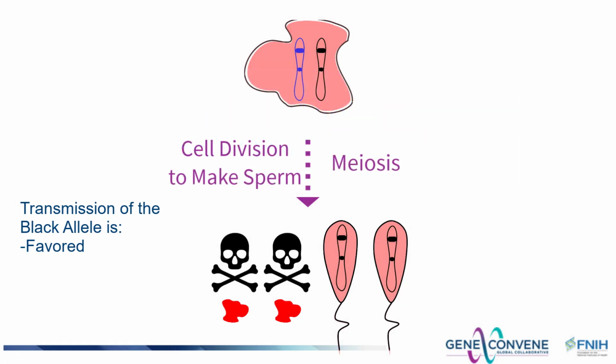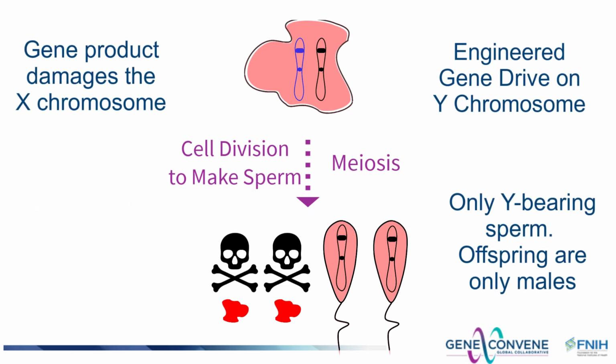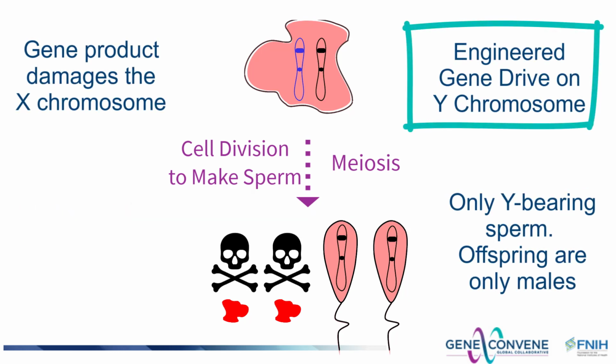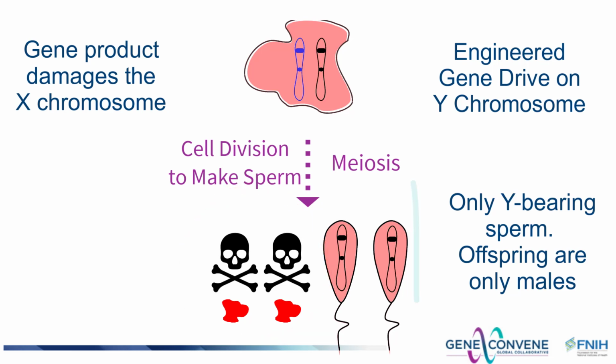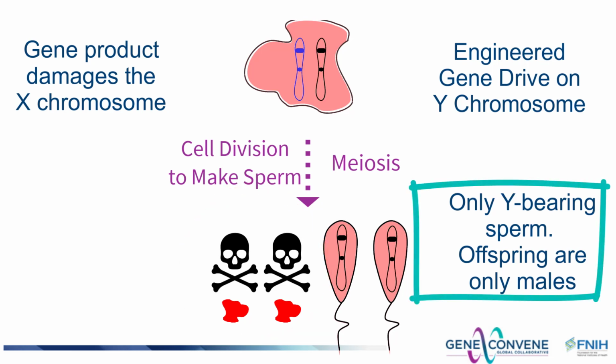Nonetheless, there is an example in mosquitoes in which the black allele, an engineered gene drive system, is on the Y male-determining chromosome, and its gene product specifically damages the X chromosome during this cell division process, so that males with the engineered gene drive only produce Y-bearing sperm, which will result only in male offspring.